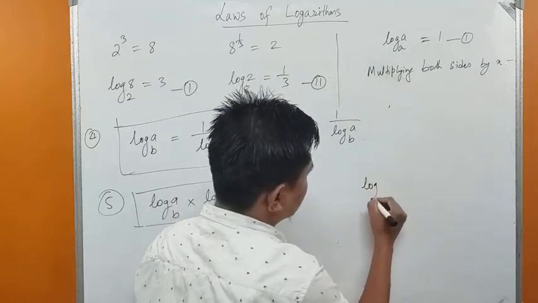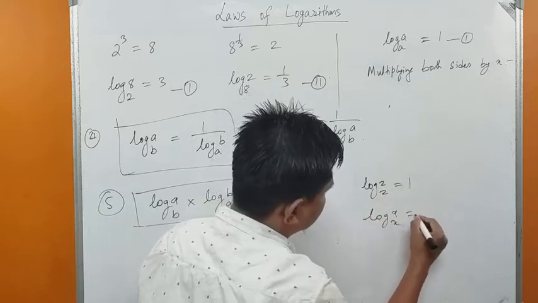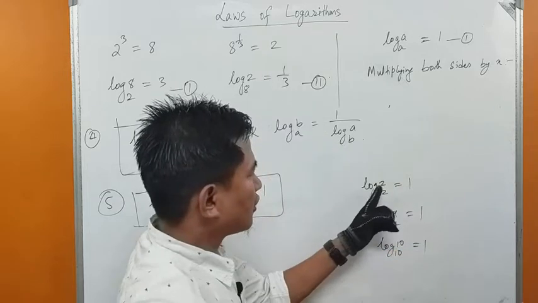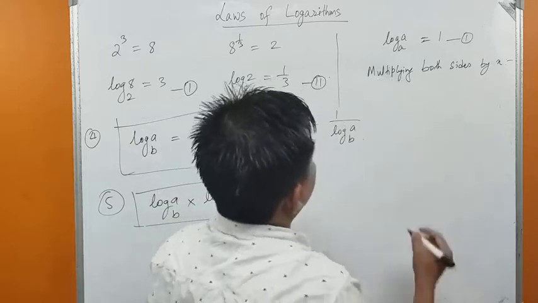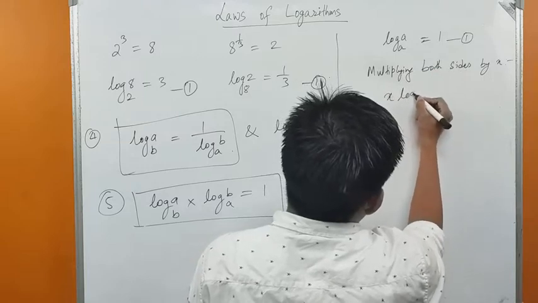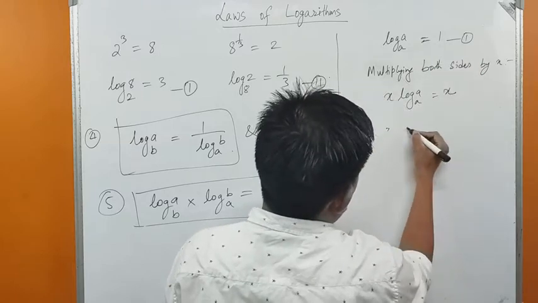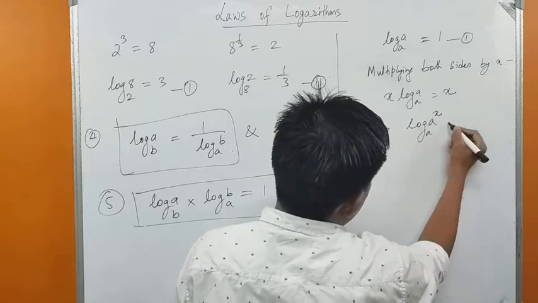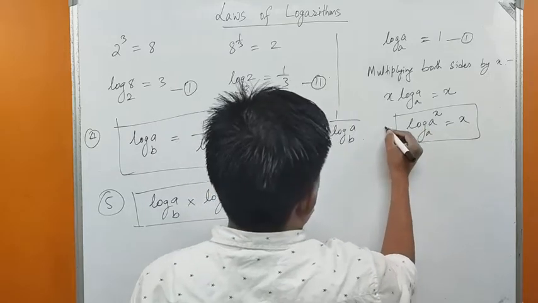I mean to say log 2 to the base 2 equals 1. Log x to the base x equals 1. Log 10 to the base 10 equals 1. Log of a number to the same base is always equal to 1. Now when we multiply both sides of this equation by x, we have x log a to the base a equals x into 1, which is x, isn't it? Or log a raised to power x to the base a equals x. This is the sixth law.